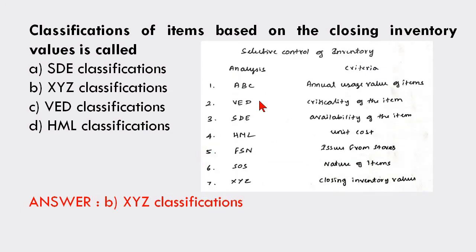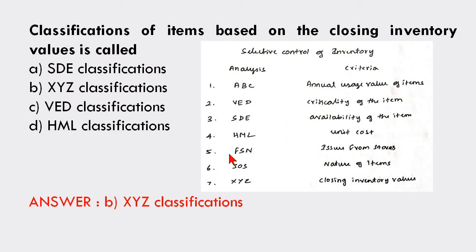So here I have given different analysis. First one is ABC. The criteria is annual usage value of items. VED, that is vital, essential, desirable. Criteria is criticality of the item or material criticality. And SGE analysis, scarce, difficult, easy. The criteria is availability of the item. HML, high, medium, low. The criteria is unit cost.